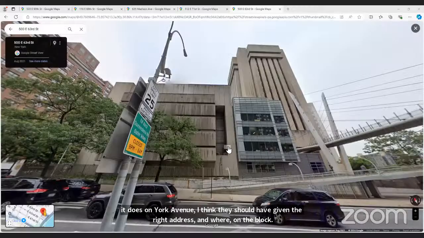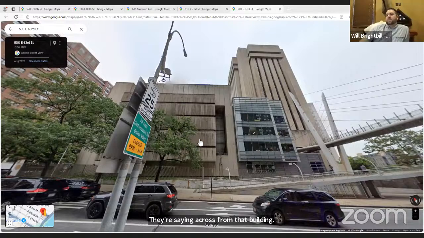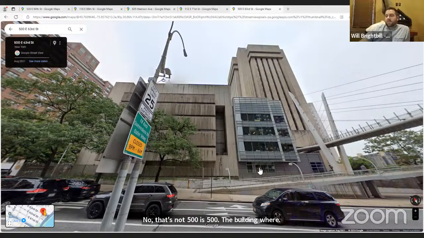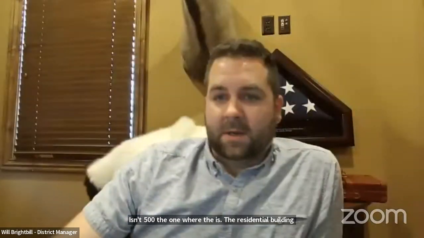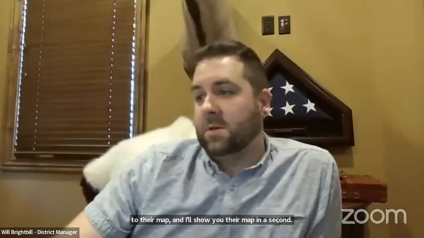And where on the block are they actually placing this? They're saying across from that building. Isn't 500 the building where the residential building is on the other side of the bridge? According to their map, and I'll show you their map in a second. The map can be found in the letter that's attached to our agenda, if anybody would like to see it.